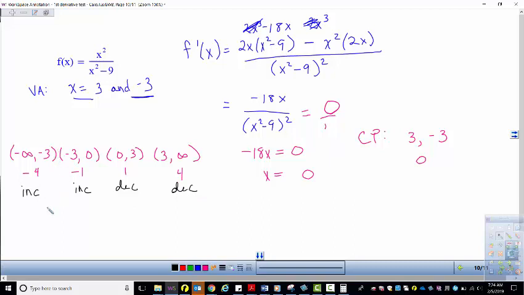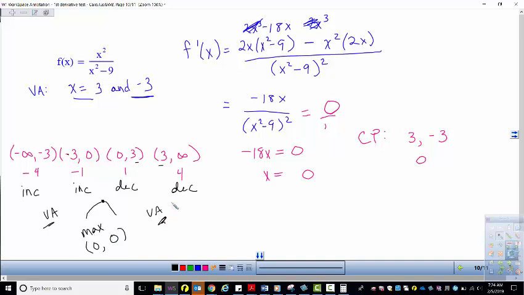So here, I know that this is a vertical asymptote. And at 3, I also know that's a vertical asymptote. So it looks like I have a piece of my function that goes from increasing to decreasing. So I have a maximum when x is 0. And to get that y value, I would plug it in here. So 0 over negative 9 is 0. So I have 2 intervals where my function is increasing, 2 where it's decreasing, 1 maximum, and 2 vertical asymptotes.